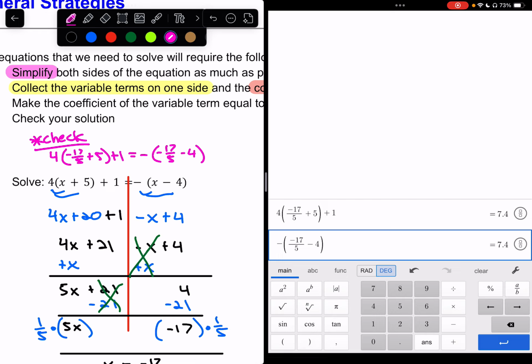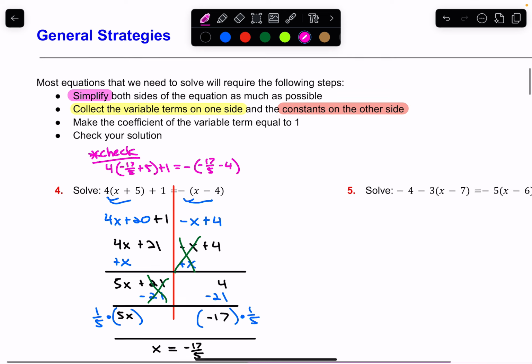And see on the right side of the screen how we have two 7.4s over there, meaning that both sides came out to 7.4, so we do get an equal number on both sides. All right, so in this check step here, I can just write that I got 7.4 equals 7.4, and that tells me again that what I did was correct, okay? Negative 17 over 5 is in fact the solution. All right, now number 5.